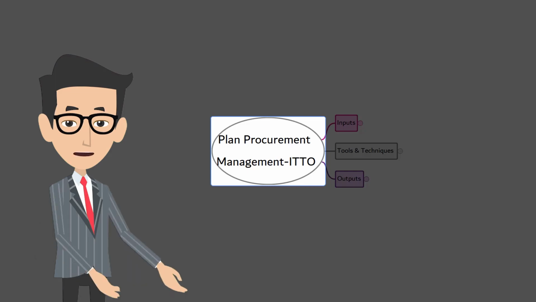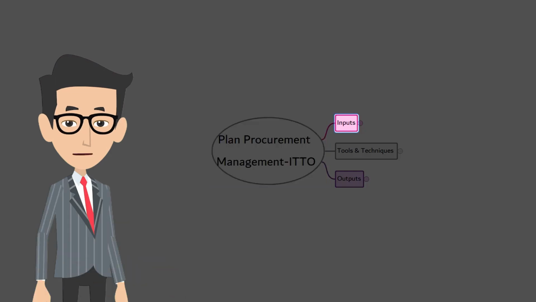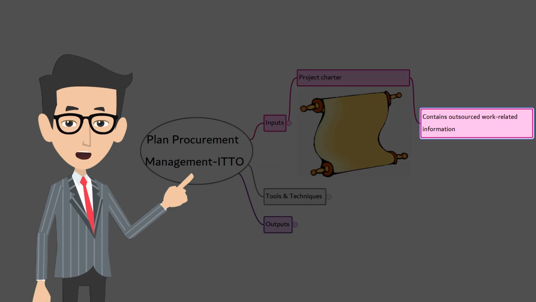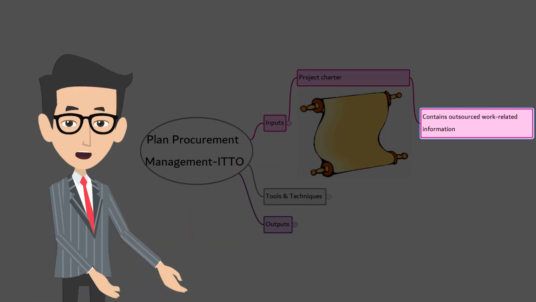All right, let's discuss the ITTOs. First, the inputs. There are 7 inputs. First, project charter. The project charter may contain information about outsourced work packages in case they were identified during the initiation stage.